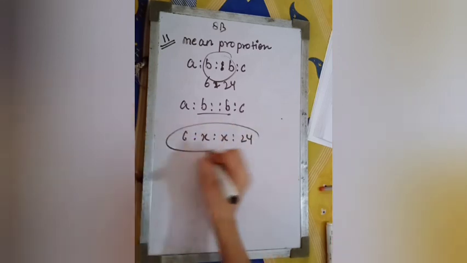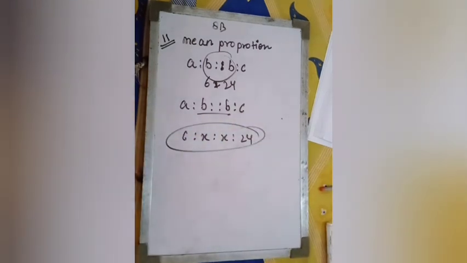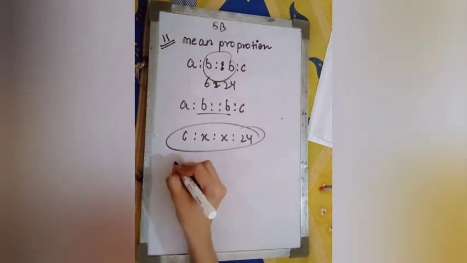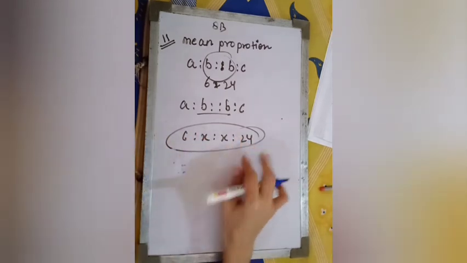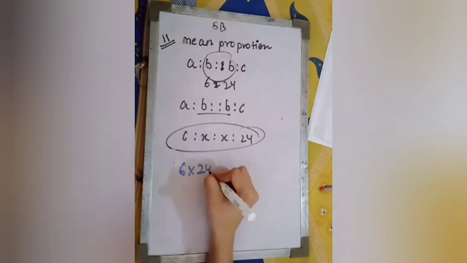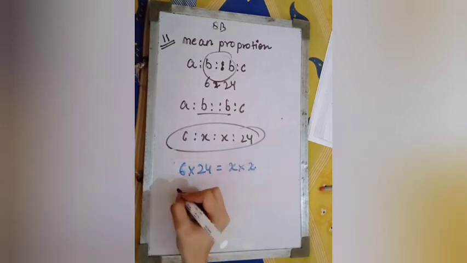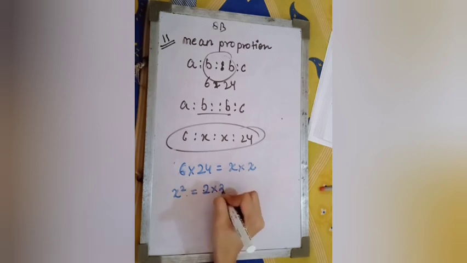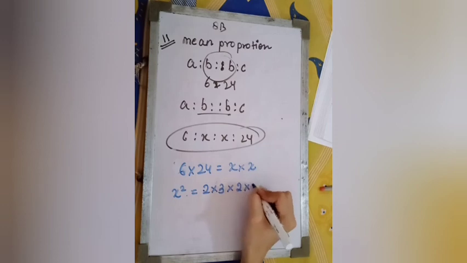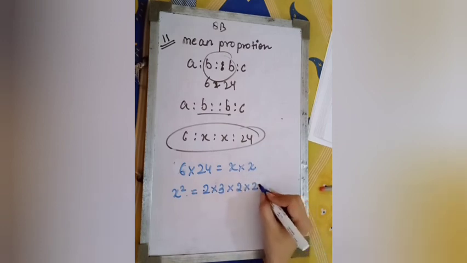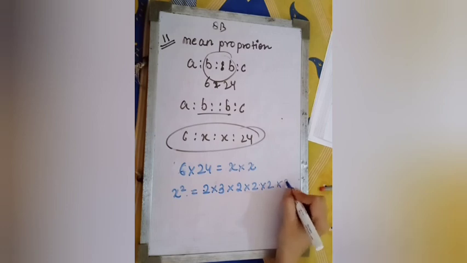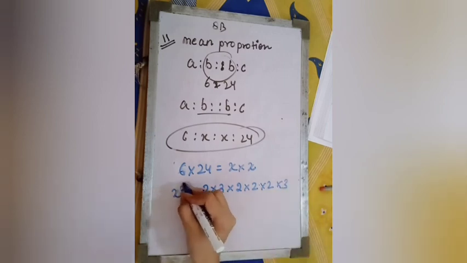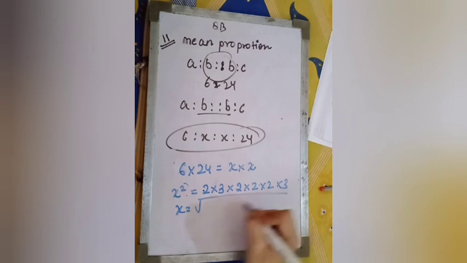This is like this. From here you can find the value of x. How? Again, product of extremes. Extremes are these. And product of means. Means means x into x. Now multiply. So see, we can write these numbers in factor form. Factors of 6 are 2 into 3. And factors of 24 are 2 into 2 into 2 into 3. Now when you remove this square sign, we put the square root.